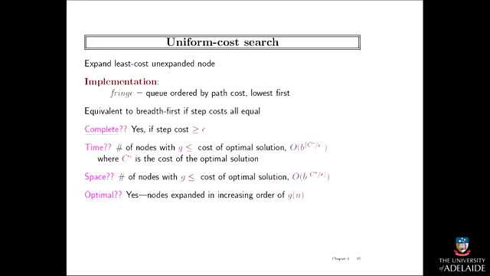Yes, it's complete. This is nasty. I'm not going to go into the details of how you prove this, but basically the time complexity is the number of nodes with the current path cost less than the cost of the optimal solution. There's no point in expanding a node that has a path cost greater than the cost of the solution.